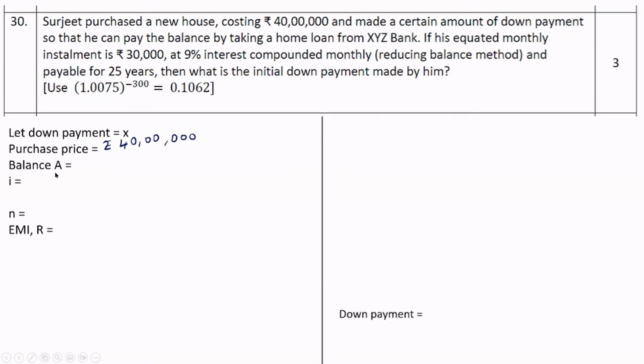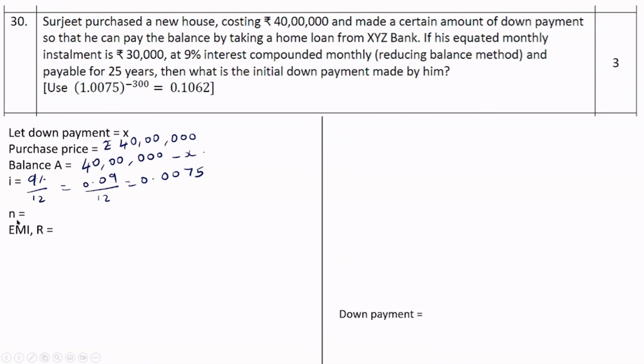So the balance, that is the amount for which the loan has been taken or the amortized amount, is 40 lakhs minus X. And then we have the interest. Interest i is 9% compounded monthly. So it is 9% by 12, or 0.09 by 12, which is 0.0075. This much is the interest compounded monthly.